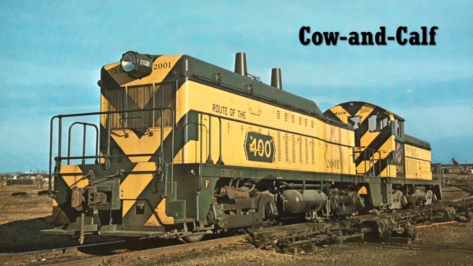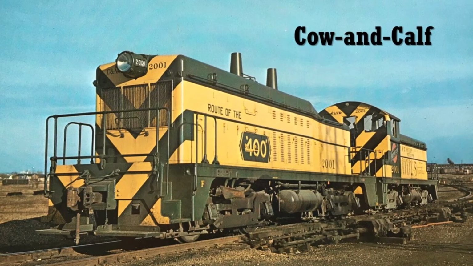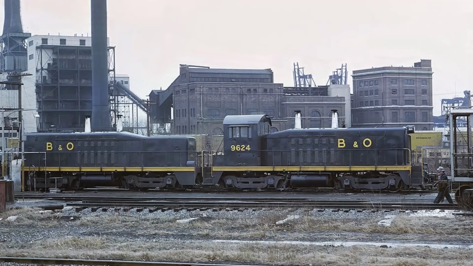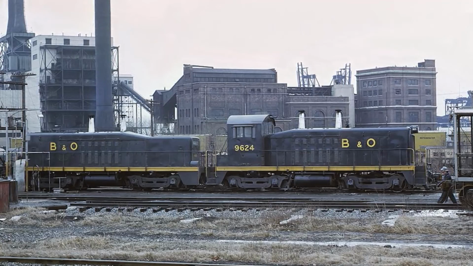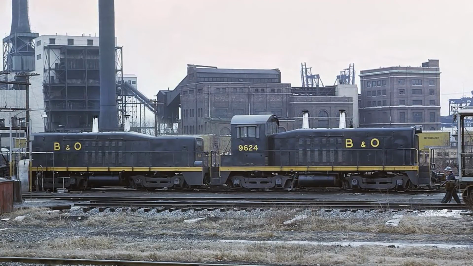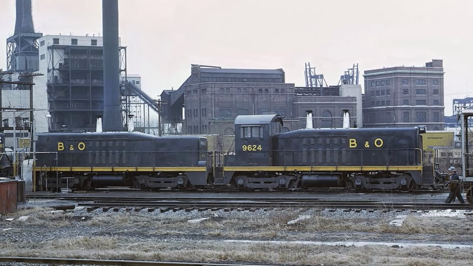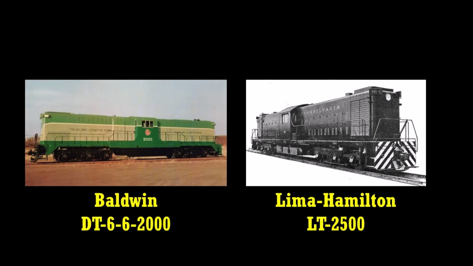Some were built in the form of cow and calf switcher sets by Baldwin Locomotive. A cow and calf arrangement consists of a regular switcher and a cabless booster unit, respectively. However, the most common configuration of a transfer locomotive featured two diesel engines and a center cab. A couple of notable examples include the Baldwin DT 6-6-2000 and the Lima-Hamilton LT 2500.